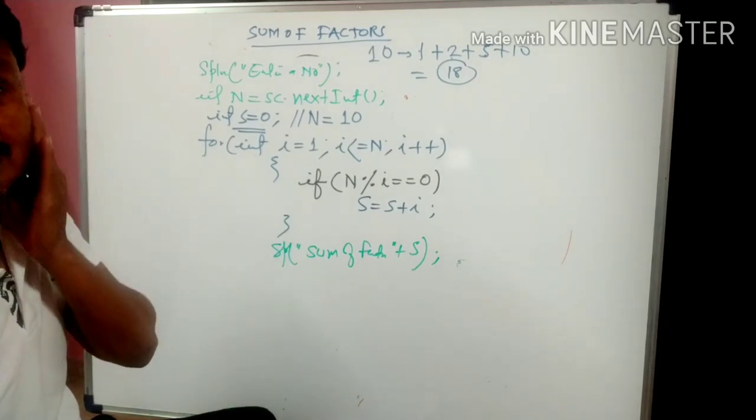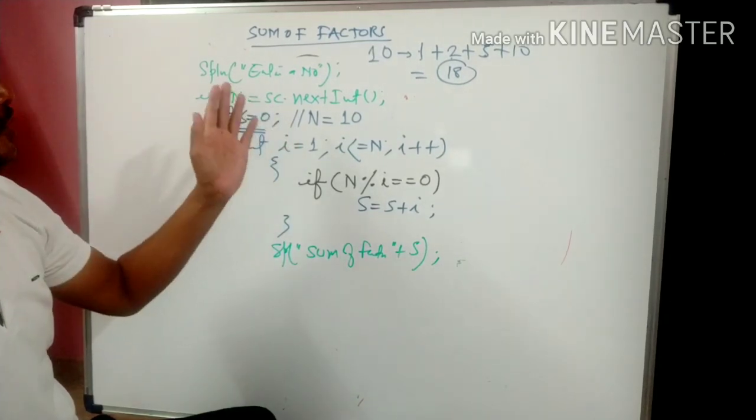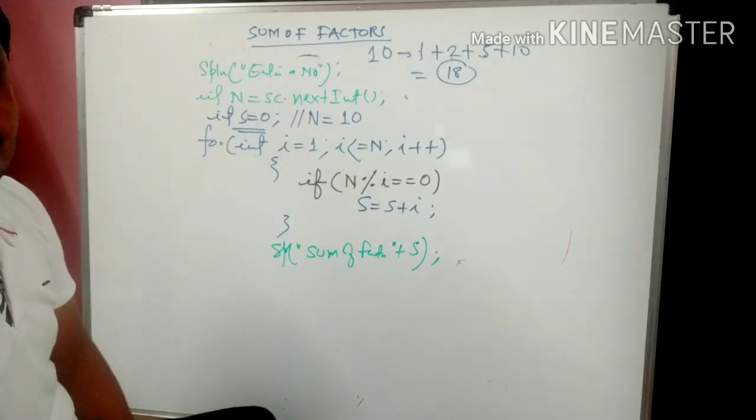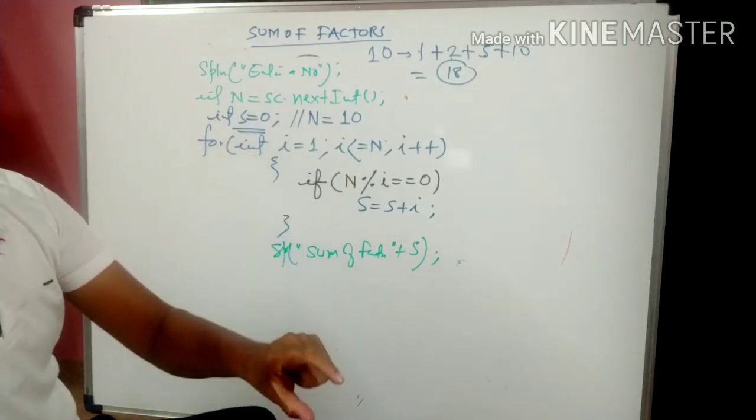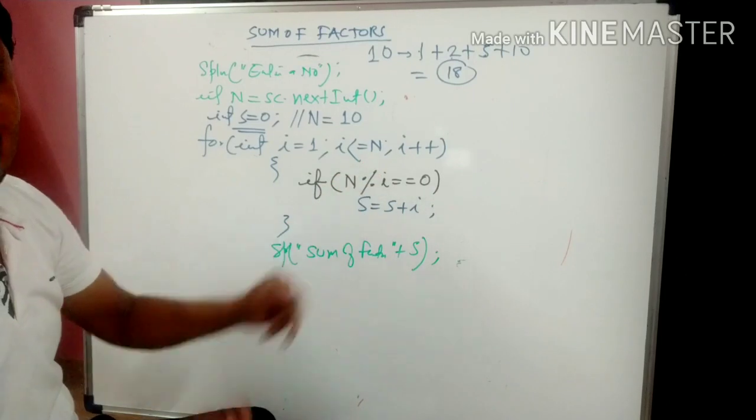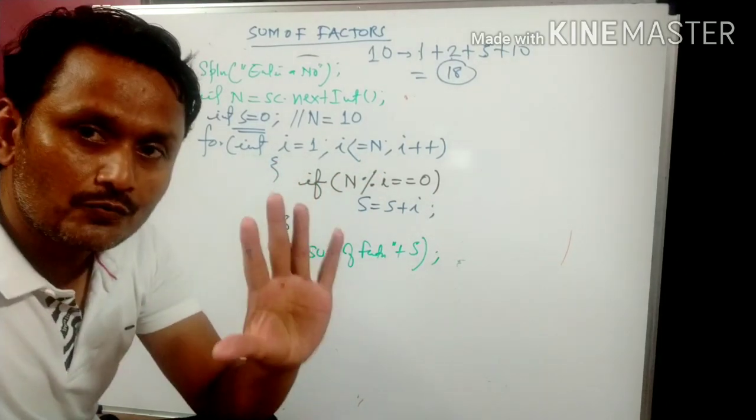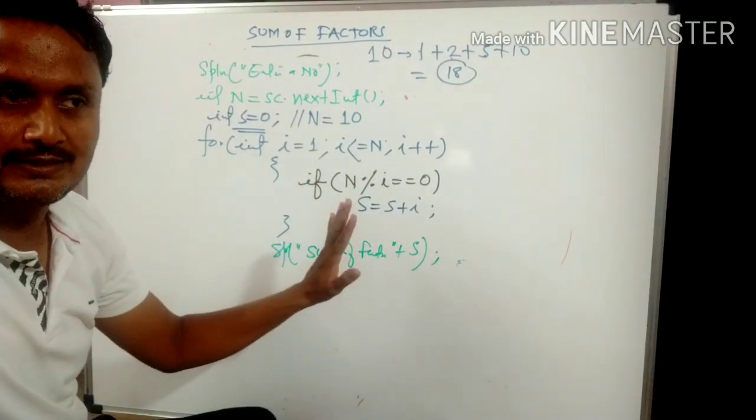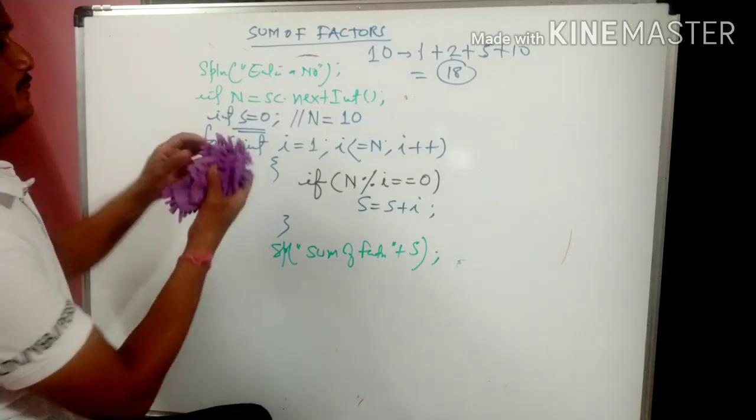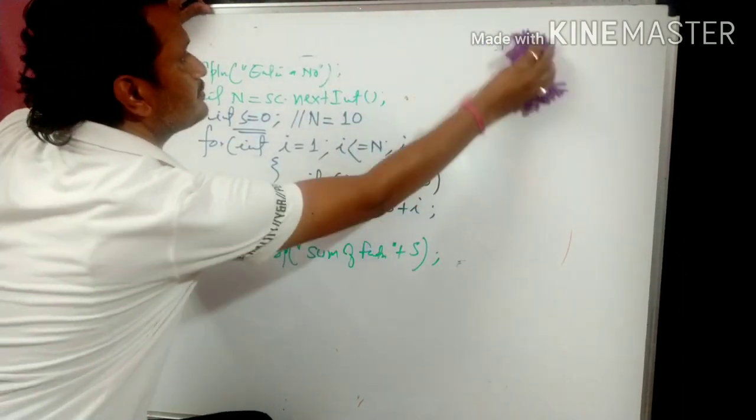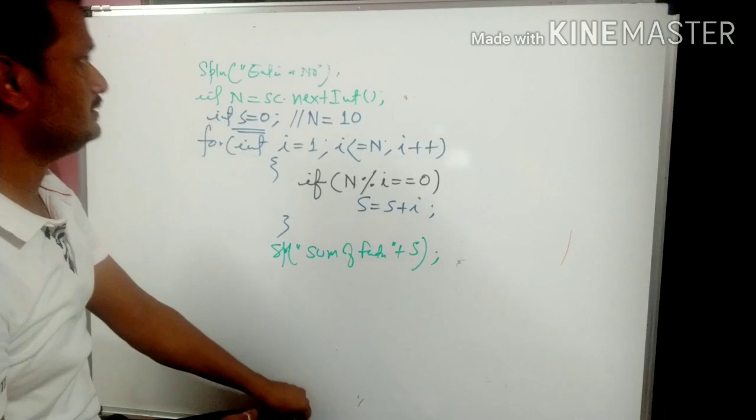Alright children, this is the logic to get the sum of factors of a number. See, there is only one logic, factors, and we will do at least 4 or 5 programs here. Just see carefully. Now, number second is what?